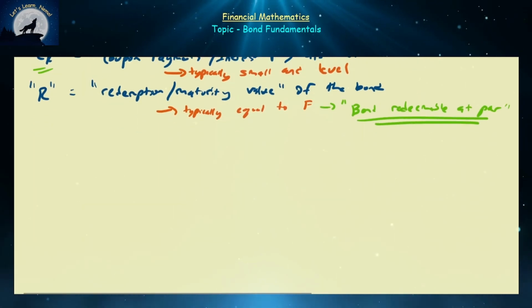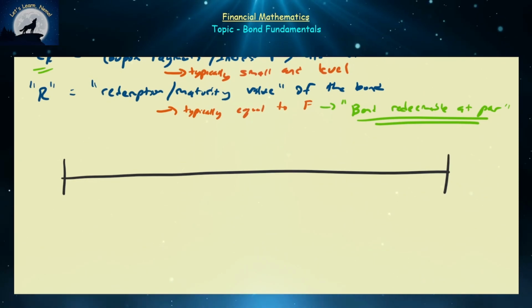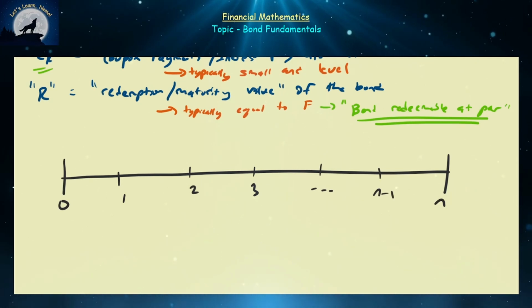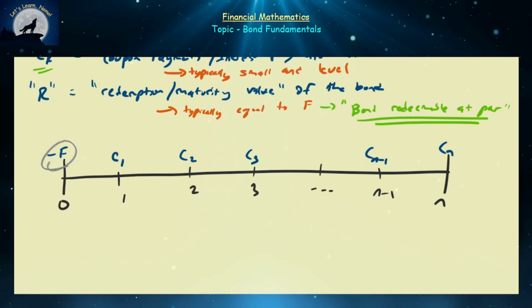So let's again take a look at our timeline just to make sure we understand. So 0, 1, 2, 3, all the way down to n minus 1 and n. We're going to receive a payment C1 at 1, C2 at 2, C3 at 3, all the way down to C_(n-1), and then C_n at time t equal to n. But we're going to lose our face value at time t equal to 0. So we're lending out money at time t equal to 0. That's equivalent to the company borrowing money from us or taking out a loan from us.